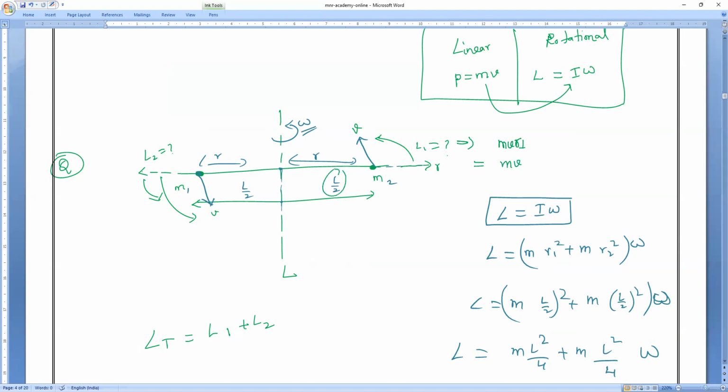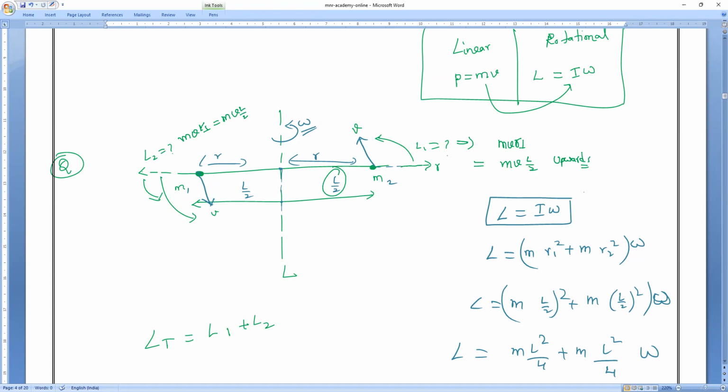What is R perpendicular? Everybody. R perpendicular is equals to L by 2. Do you understand it? So which is acting upward direction. Next, at this point, L2 is also MV R perpendicular. R perpendicular means what, guys? R perpendicular is L by 2. Clear, everyone?